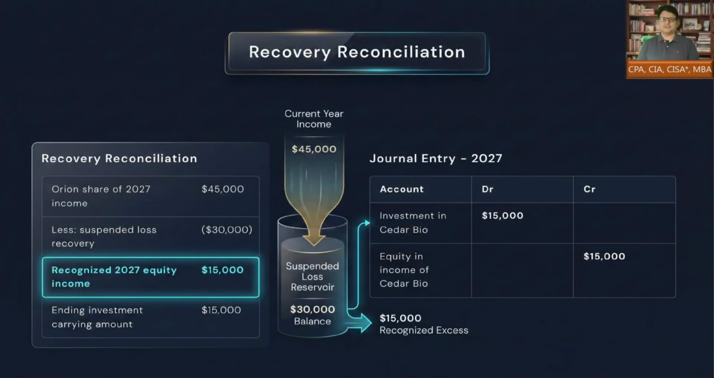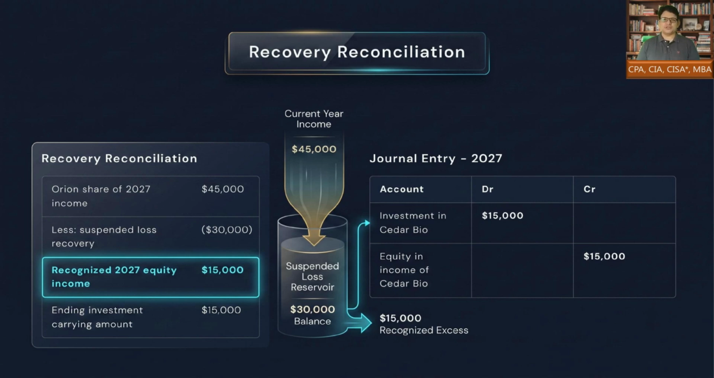The recovery reconciliation is straightforward. Orion's share of 2027 income is $45,000. First, subtract the $30,000 suspended loss recovery. That leaves $15,000 of recognized 2027 equity income. The investment carrying amount is restored from zero to $15,000.